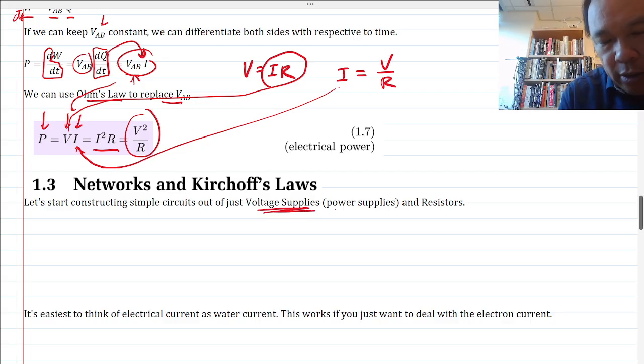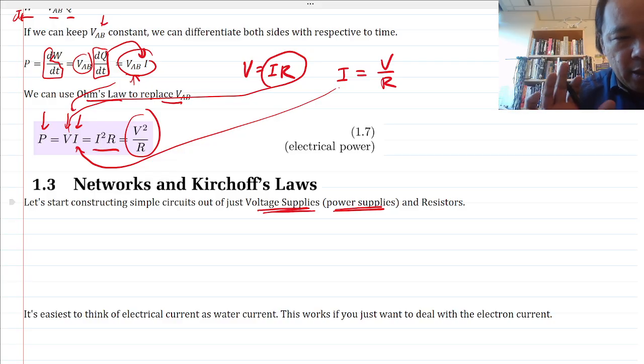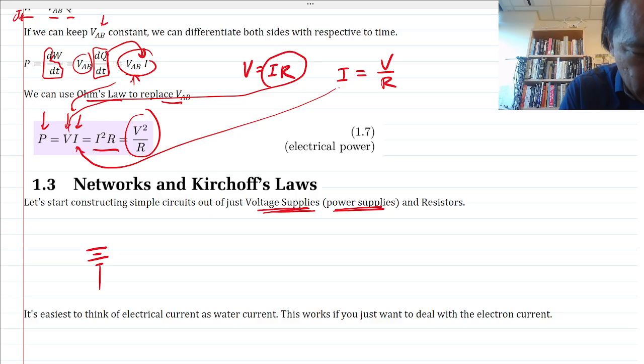A lot of times this will be named a power supply. They're the same as each other, even though they don't exactly mean the same thing. When we say voltage supply or power supply, especially in this class, these are going to be a constant voltage supply, usually drawn with two long lines and one short line. In your introductory class, they may call this a battery or an EMF. So this is a voltage supply.